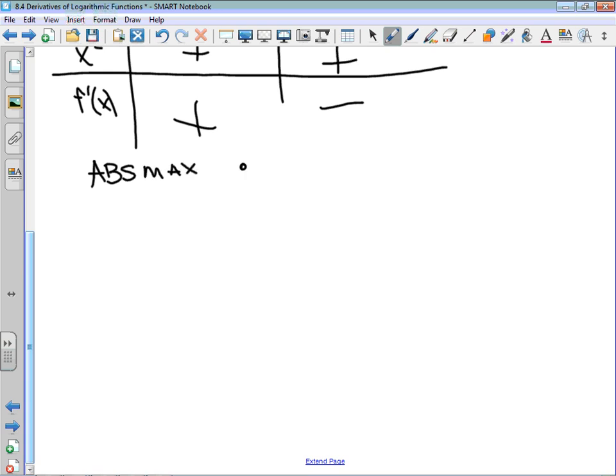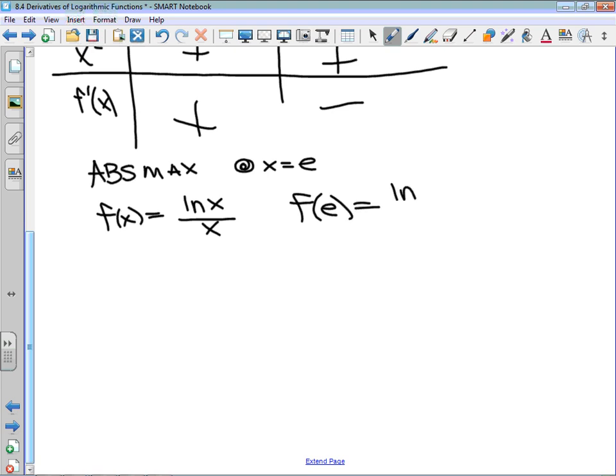So if f of x is equal to the natural log of x over x, then f of e is the natural log of e over e, which is 1 over e, or e to the negative 1. That's perfectly acceptable. But what that means is that our absolute max, the actual coordinate for it, is going to be e comma 1 over e.